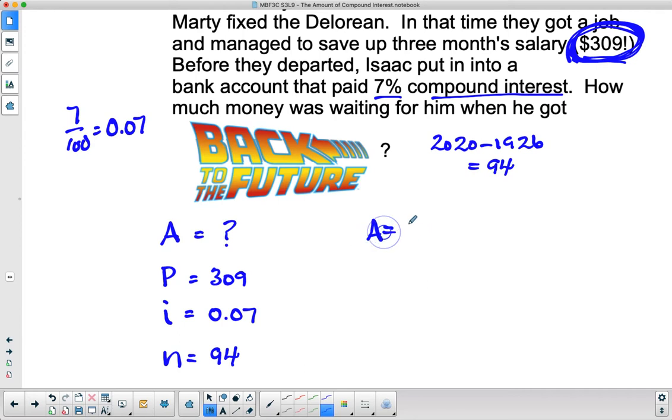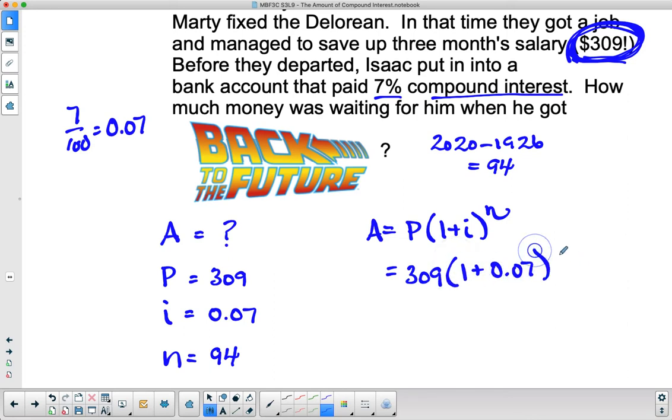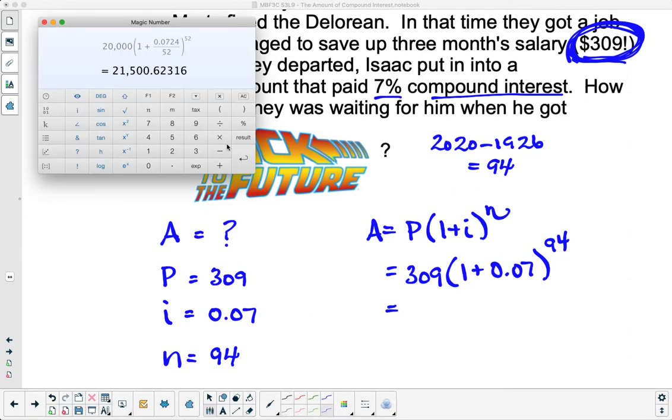Now, remember our formula, A equals P times (1 plus I) to the N. And let's fill in the numbers. $309 times (1 plus 0.07) to the exponent of 94. Let's plug that into our calculator. So clear this out. 309, bracket, 1 plus 0.07, close off our bracket, to the exponent 94. How much money was waiting for them when they got back to the future?